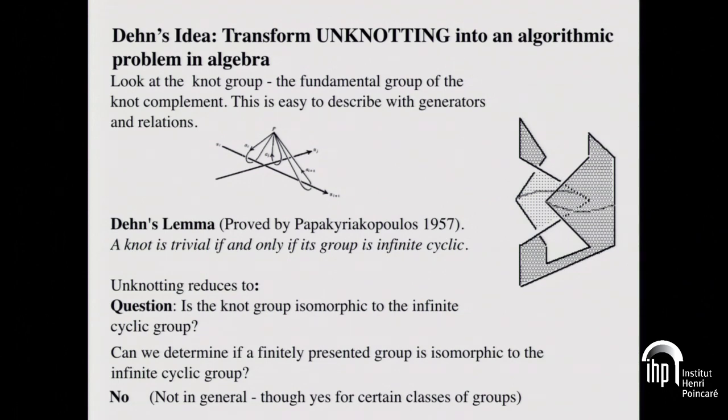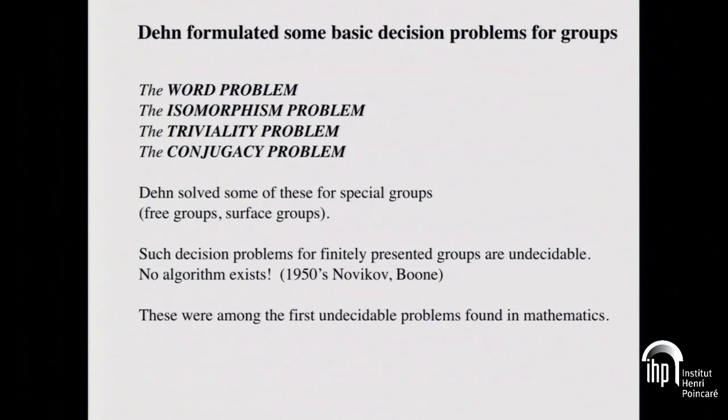So this is a little unfortunate. 1957, Papakyriakopoulos finally proves Dehn's lemma. And within a year or two, it's proven that this kind of problem can't be solved by that method. So there was a series of results originating in work of Novikov and Boone that showed that a whole class of problems, such as deciding whether a group is isomorphic to the integers, cannot admit algorithmic solutions. There's no algorithm to solve such problems. So these were among the first undecidable problems that were found in mathematics.